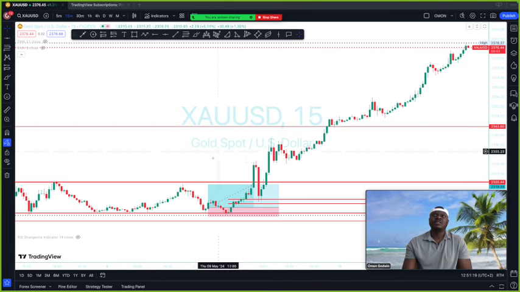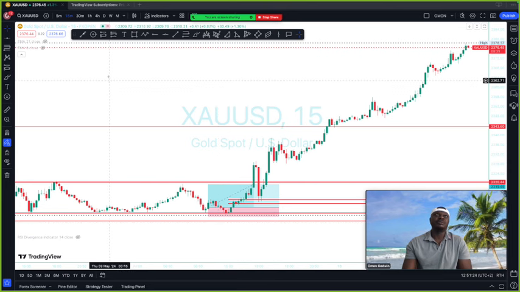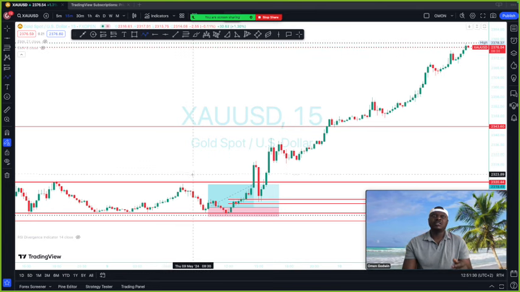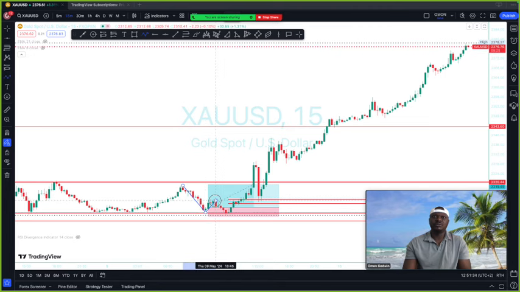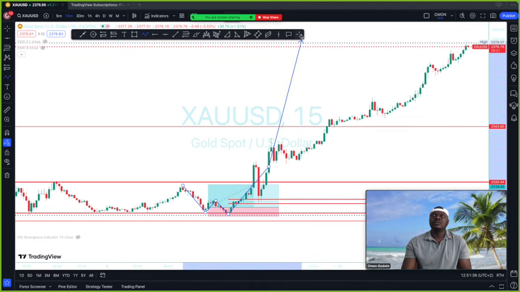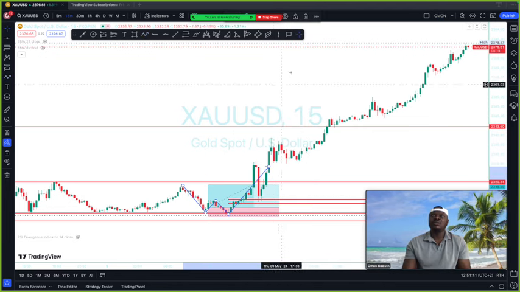You understand? On this trade I took yesterday, this was a double bottom setup on the 15-minute time frame. Then we also check the 30-minute and 1-hour time frames. You understand? So let's check. You see 1, 2, 3, 4. You can see, what is that? That is a double bottom.